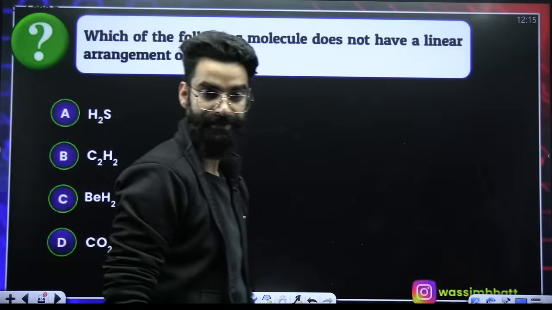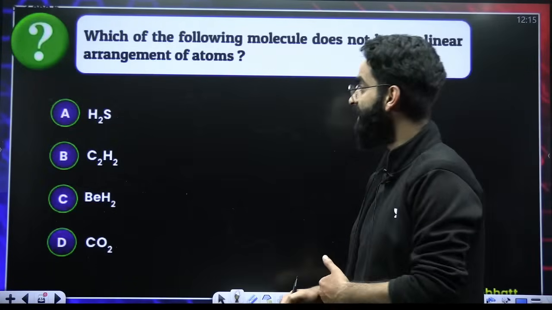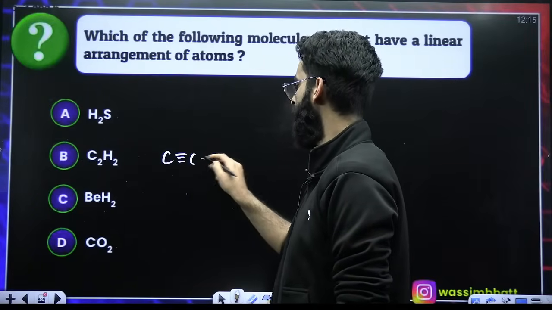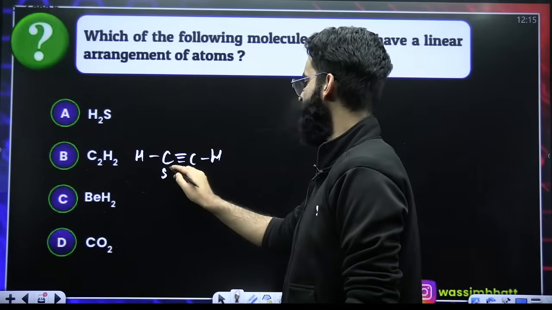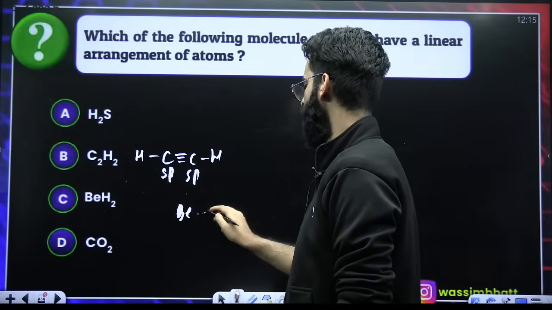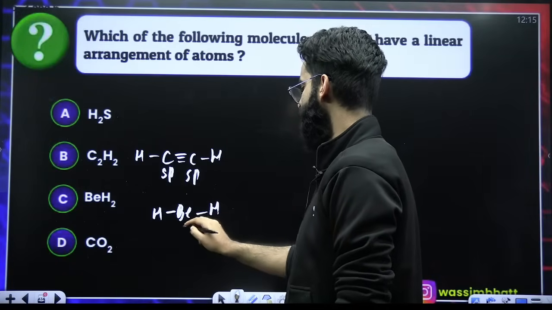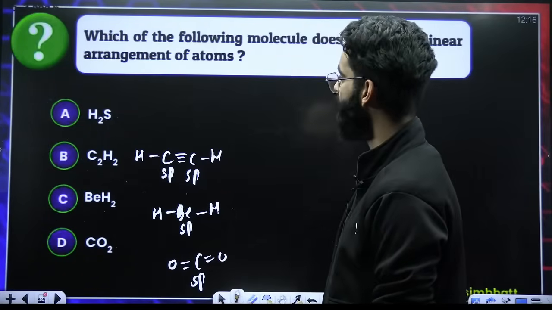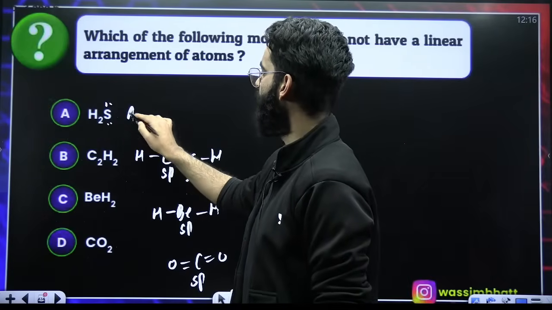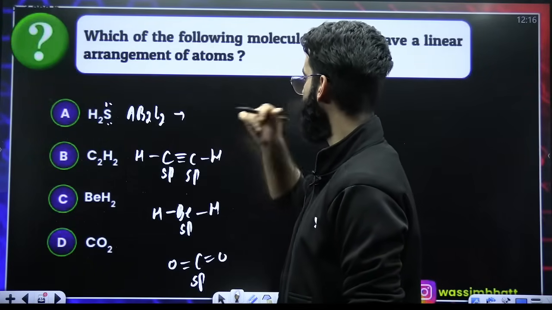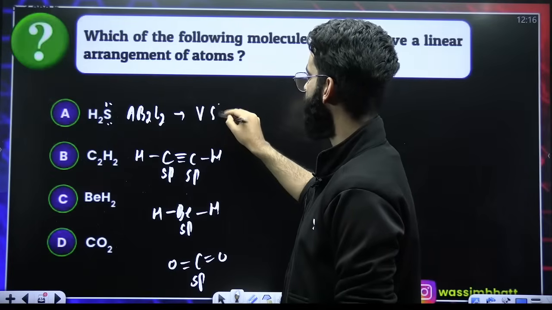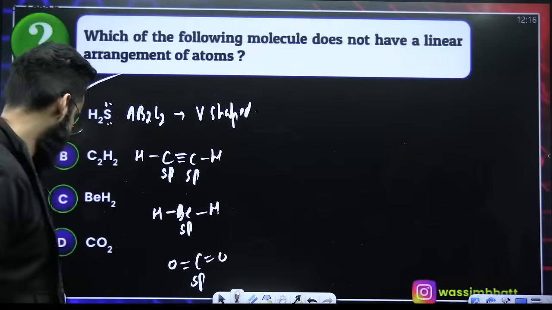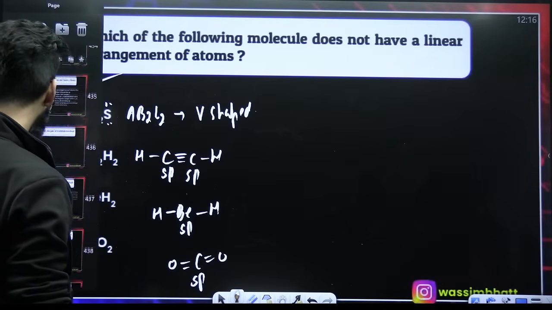I think you've already seen the answer here. Which of the following molecules does not have the linear arrangement of atoms? C2H2: sp, linear. BeH2: sp hybridized, linear. Carbon dioxide: carbon sp hybridized, linear. So all these are linear. H2S: type of the molecule is AB2L2. AB2L2 means it is V-shaped. Correct? It is V-shaped.